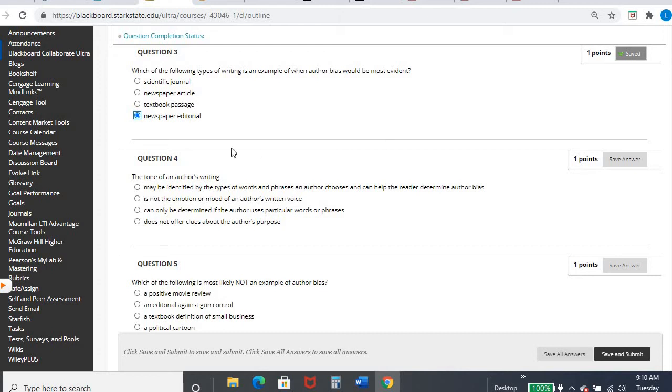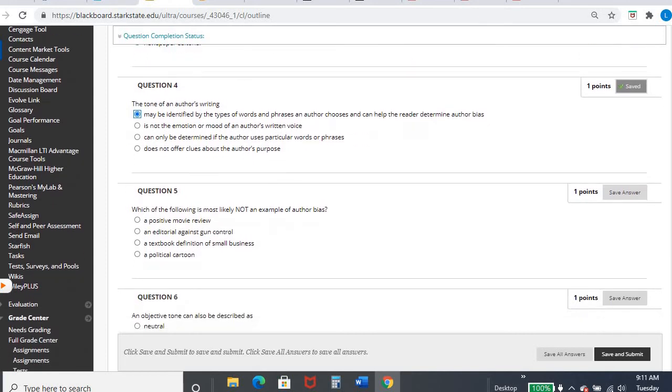Number 4, the tone of an author's writing. This kind of goes back to a previous mastery skill on recognizing author's purpose and tone, touched on a little bit in Chapter 8. So the tone of the writing, if you look at your choices, is very similar to bias in terms of what words they are using, what phrases, how they are presenting this topic. So it's the words and phrases an author chooses that help determine the bias, because tone and bias often aid one another in establishing if there's bias or what the tone is.